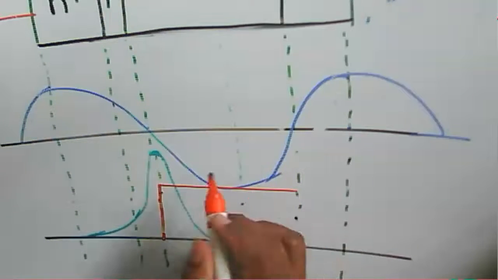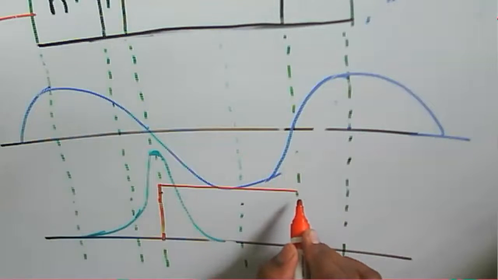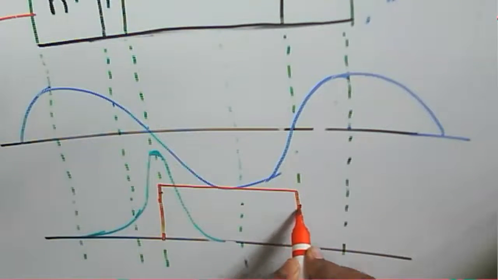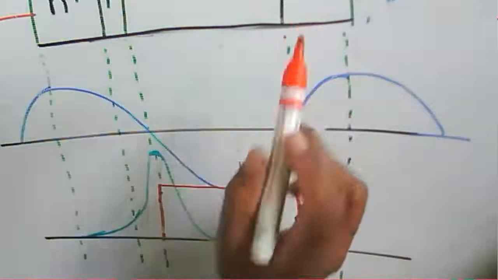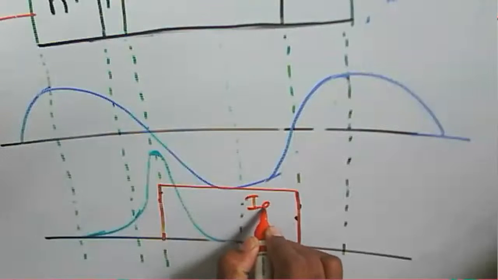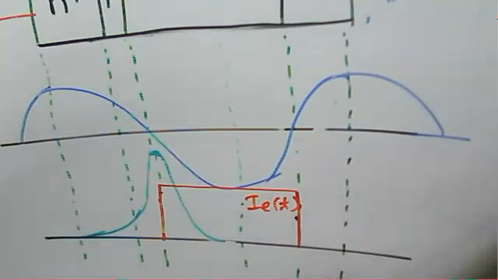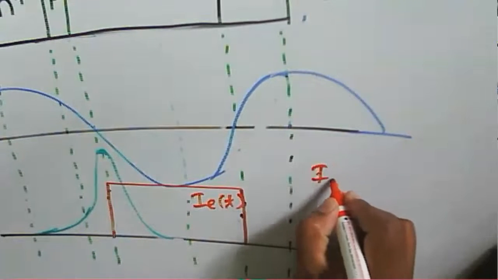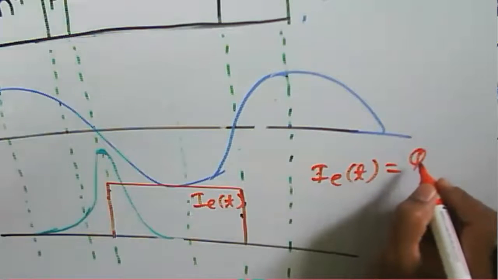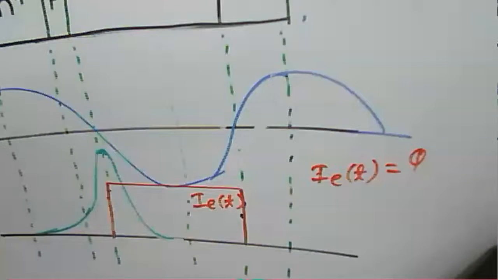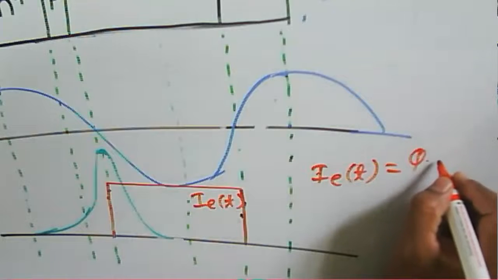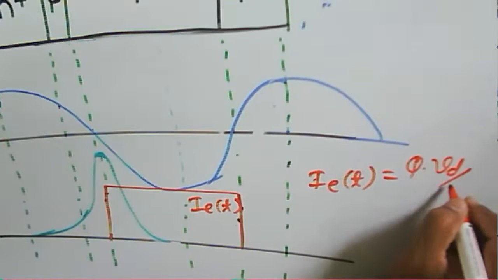So I am just going to draw it here. Don't worry about what we are considering here. Because holes reach this region, there is a current, which we can call Ie of t, the induced current. So Ie of t is equal to Q, for this region, where we consider the drift velocity and the length.